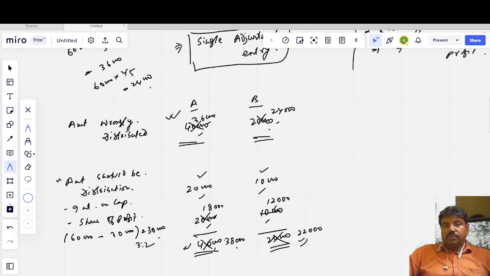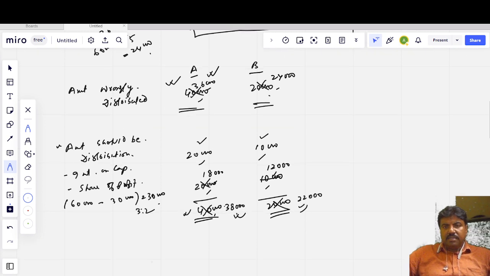Now compare these two. By mistake A has taken 36,000, but A should take 38,000. So 2,000 more needs to be given to A. And look at B. B has actually received 24,000. That is the amount B has taken. But in the actual distribution, B should take 22,000.